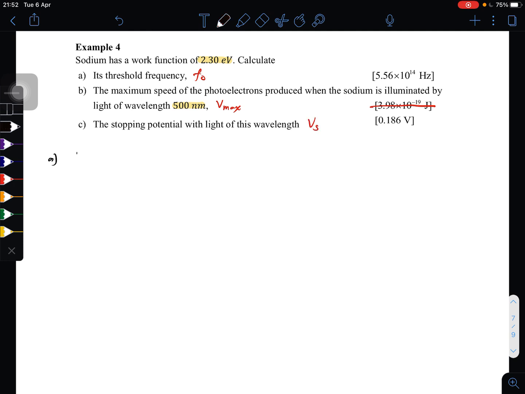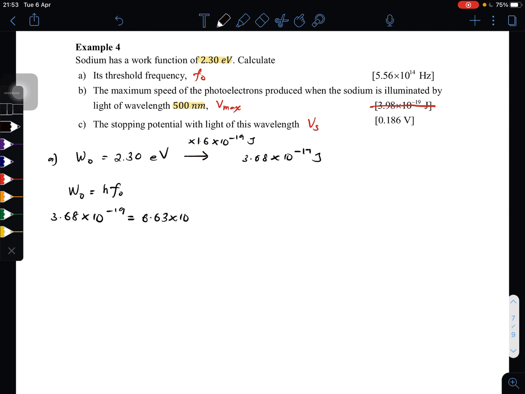So first we have work function equal to 2.3 electron volt. And we know that work function is equal to hF0. Because we want to find F0, the threshold frequency, this work function, since we have to give it in electron volt, we need to convert to joule, which is times 1.6 exponent negative 19 joule, which is equal to 3.68 exponent negative 19 joule. So put in the formula, Planck constant is 6.63 exponent negative 34 times F0. So F0 will be equal to 5.56 exponent 14 Hertz. So that's the first one.